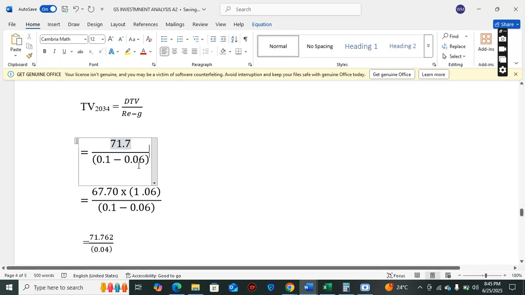So our required rate of return is 10%, which is 0.1. The growth rate of the dividend is 6%, which is 0.06.